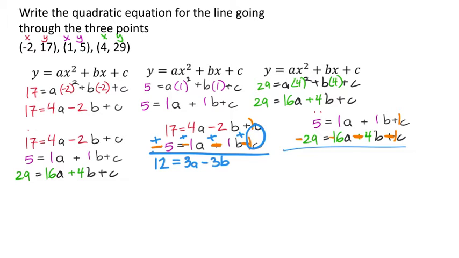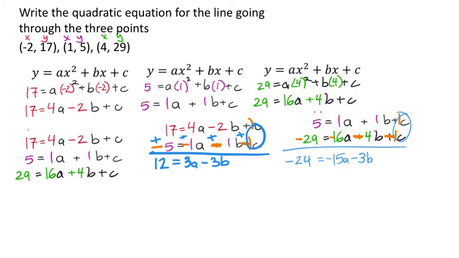All right, so let's eliminate then. So 5 minus 29 is negative 24, which is going to equal 1 minus 16a's, which would be negative 15a's. And then 1b minus 4b's would be negative 3b's. And then again, the c's have eliminated as planned. So we now have 2 equations, and that gives us a system with 2 variables.